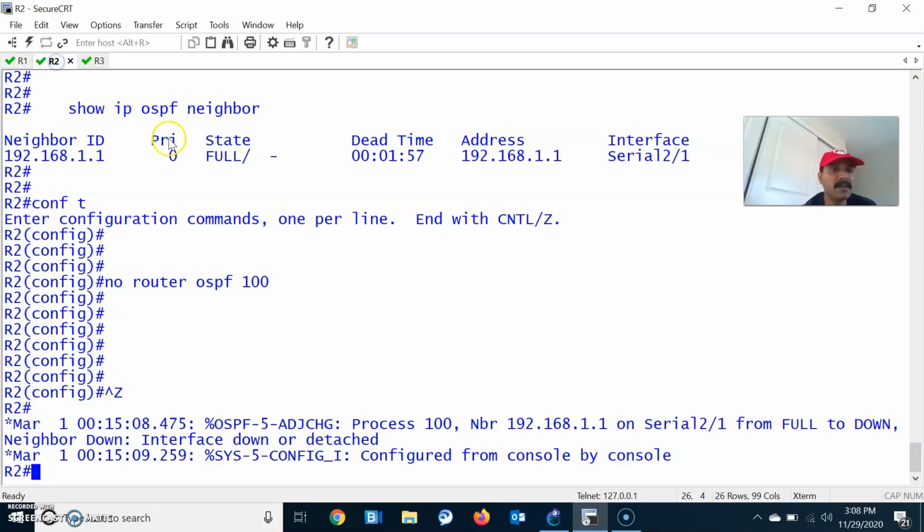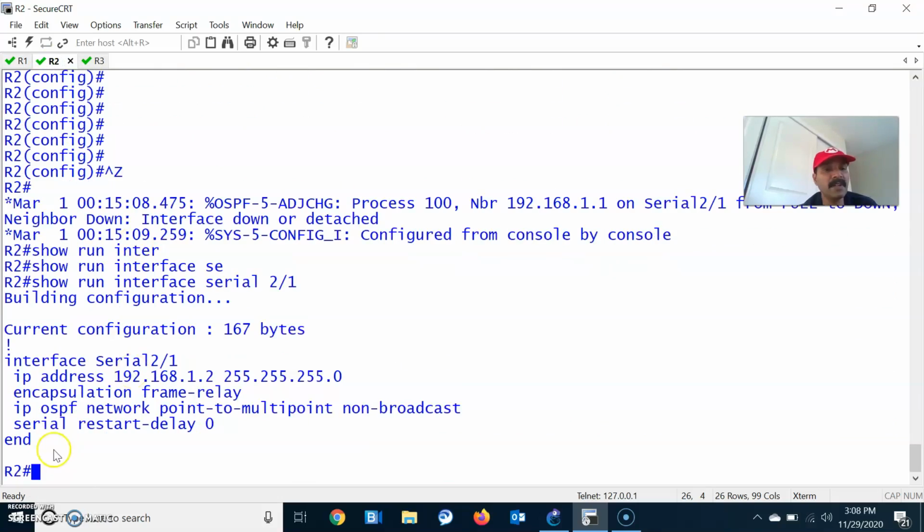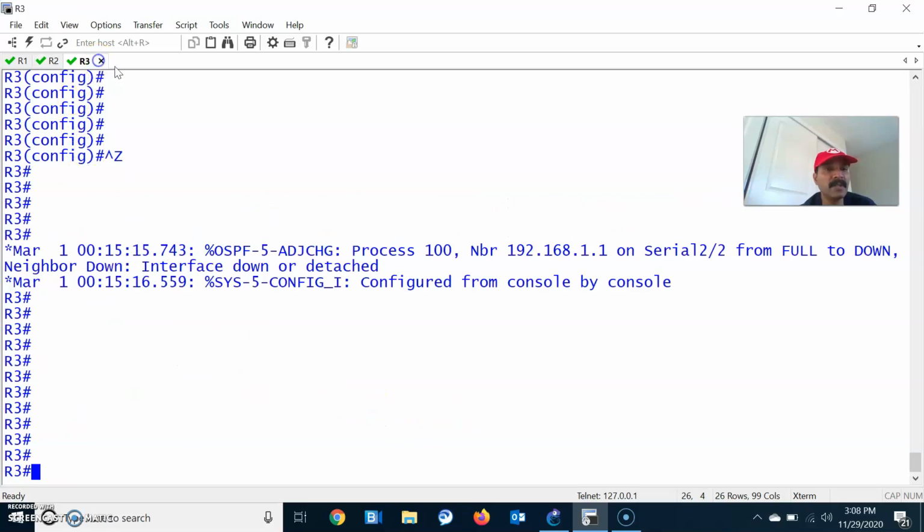Similar way I have configured on R2. Show run interface serial 2x1. Similar way I configured IP OSPF network. Then I enabled the encapsulation frame relay. This non-broadcast keyword I need to add since it's a non-broadcast network over a frame relay.